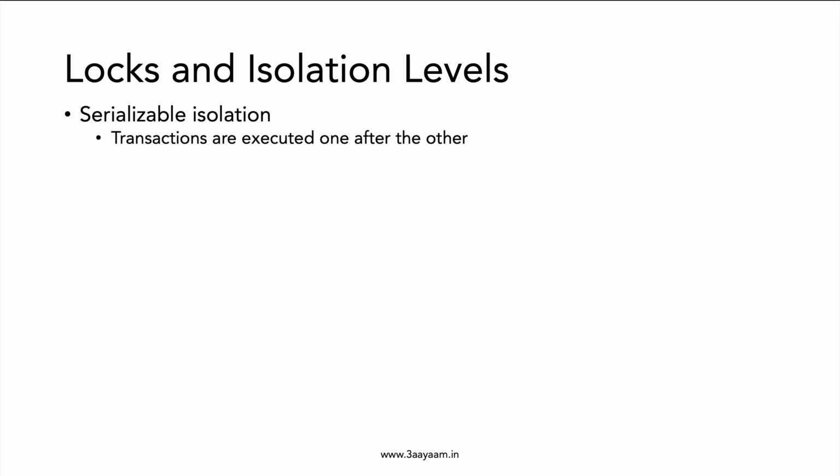Even though there are concurrent transactions, let's say we have transaction 1, 2, and 3, and if transaction 1 is executing right now, transaction 2 and 3 will wait. When transaction 1 is complete, then transaction 2 would execute, transaction 3 would wait, and when transaction 2 is complete, then transaction 3 would execute. So transactions are executed one after the other. This is called serializable isolation.